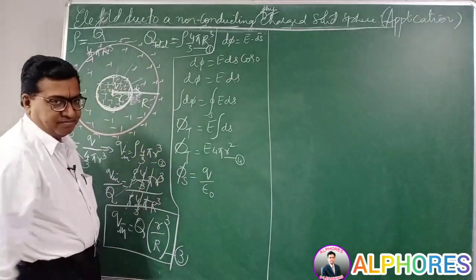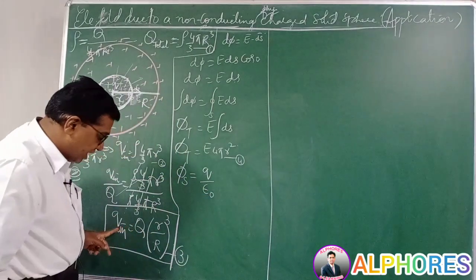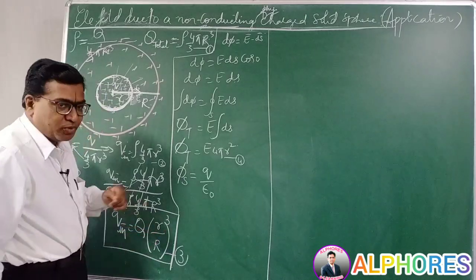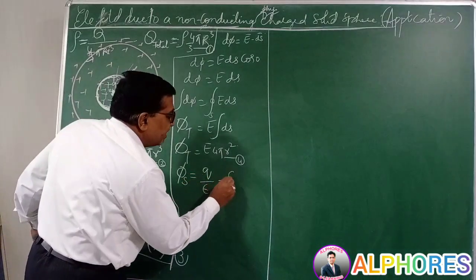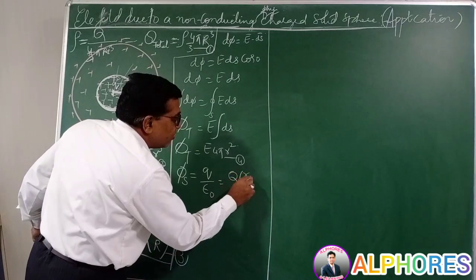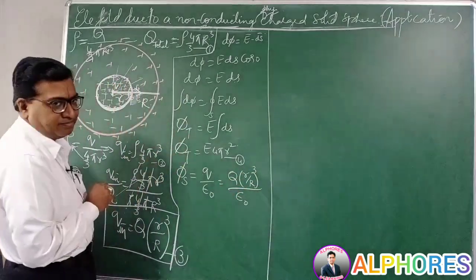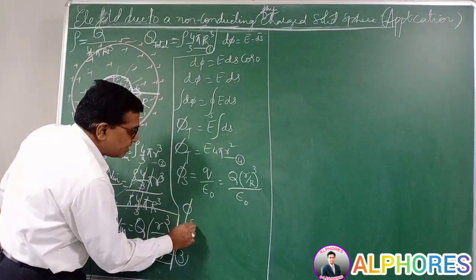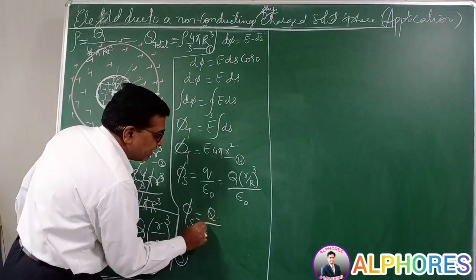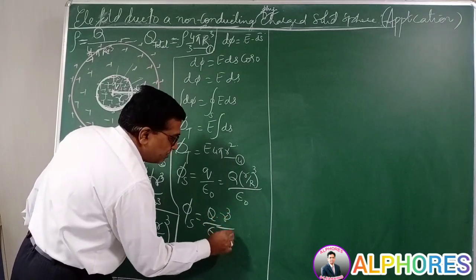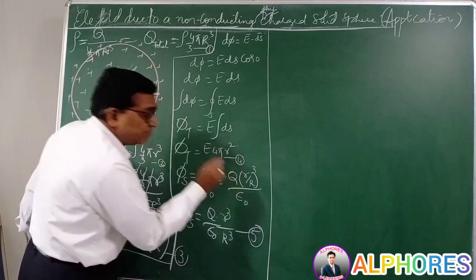But we have already deduced the charge q inside the smaller sphere, that is capital Q small r cube by capital R cube. Substituting here, it's capital Q small r cube by capital R cube by epsilon naught. Therefore the flux through the Gaussian surface is capital Q by epsilon naught times small r cube by capital R cube. This is equation 5.